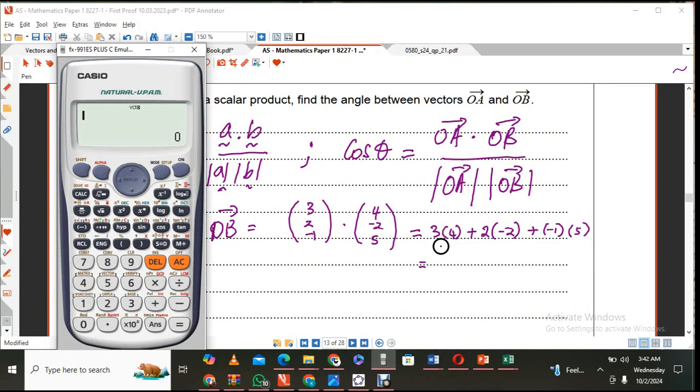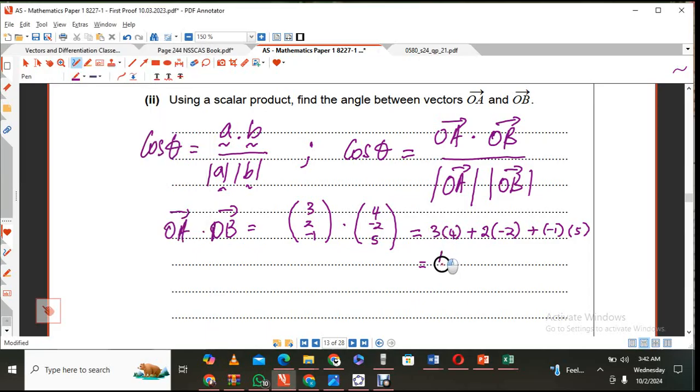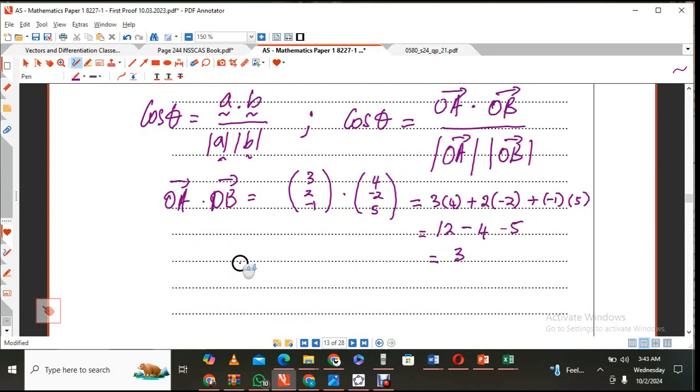3 times 4 is obviously 12. Let me write it down. 2 times negative 2 is negative 4, and negative 1 times 5 is negative 5. So this is 12 minus 9, so the answer is 3. Okay, so that's the dot product. That will be what comes in the numerator. We can actually complete it because we already have the magnitudes of vector OA and vector OB.